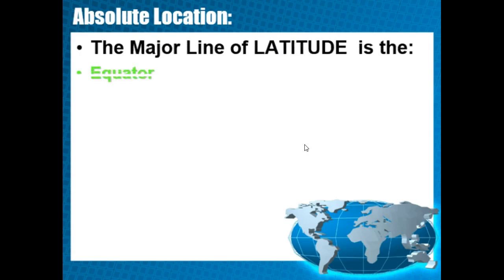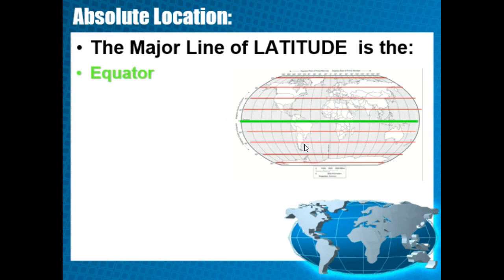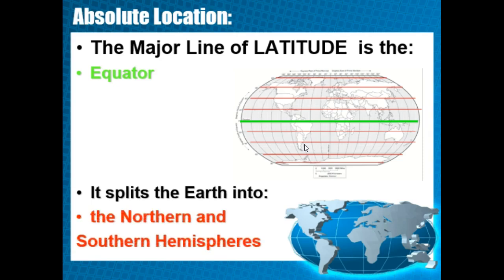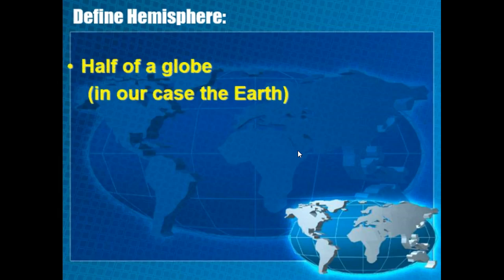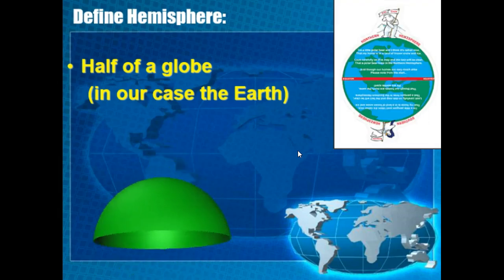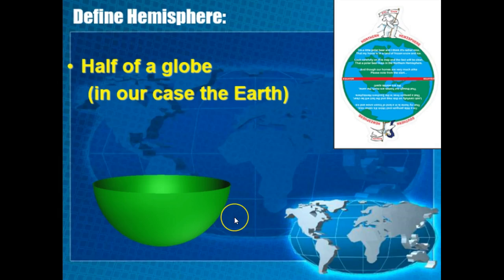Now, the major line of latitude is the equator. The equator is there in the center. The equator measures at 0 degrees, and it splits the Earth into the northern and southern hemispheres. This is the north, and this is the south. So what is a hemisphere? Let's define that. A hemisphere is half of a globe, or in our case, half of the Earth. If you break the word into two parts, hemi means half, and sphere indicates globe. So a hemisphere is half of the Earth. Here's an example. Here's the equator, splitting it into northern and southern hemispheres.